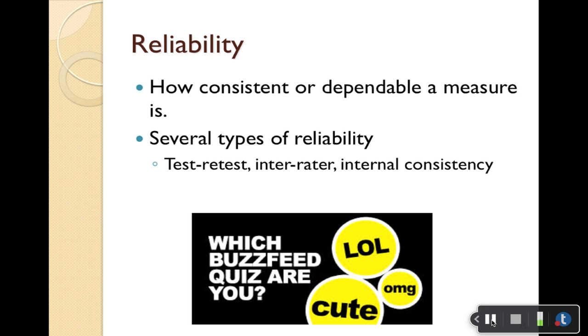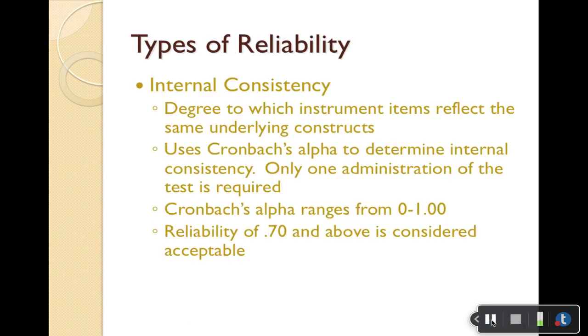So we want to be able to design measures that are reliable and that are consistent across people, across time, across different interpretations. Perhaps the most common type of reliability, like I said, is internal consistency. So again, we're talking about the degree to which our instrument items reflect the same underlying constructs. And we use Cronbach's alpha to determine this internal consistency measure. We like that because we only need to administer the test one time, unlike test-retest reliability where we need multiple administrations of it.